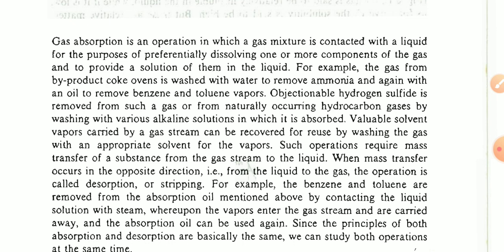Objectionable hydrogen sulfide is removed from such gases or from naturally occurring hydrocarbon gases by washing with various alkaline solutions in which it is absorbed. The valuable solvent vapors carried out by a gas stream can be recovered for reuse by washing the gas with an appropriate solvent for the vapors. Such operations require mass transfer of a substance from the gas stream to the liquid, which we have already seen in packed towers and plate towers.